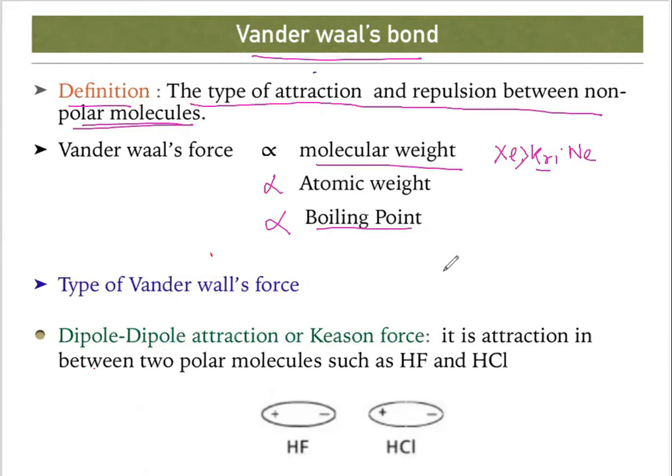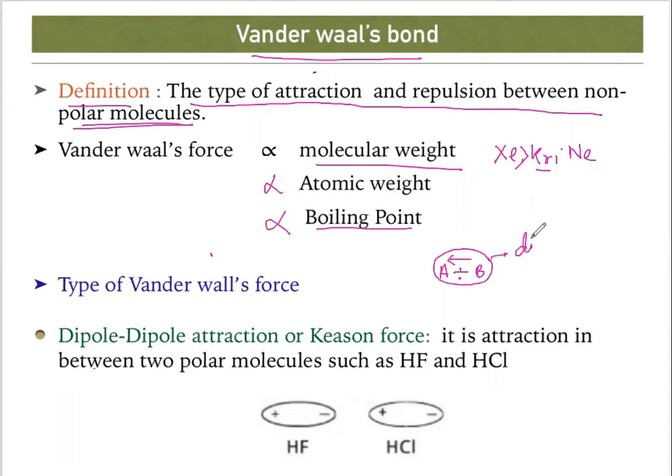Dipole means whenever there is a force of attraction or a bond has formed between A and B, if any of these atoms is more electronegative, that means the shared pair of electrons will be attracted towards that atom. So let's suppose A is more electronegative. So the shared pair of electrons will be attracted towards A. So here we will call this a dipole.